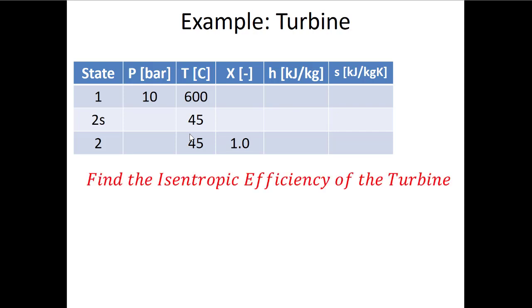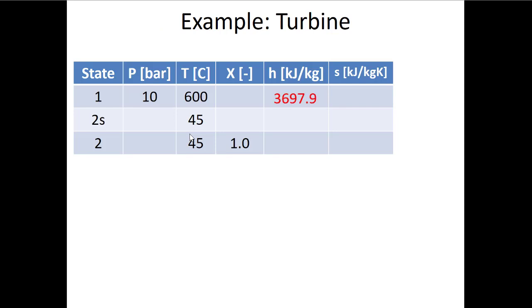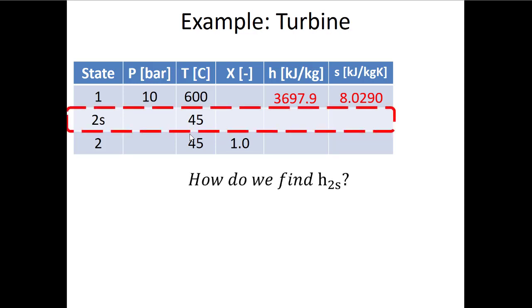So here we want to find the isentropic efficiency of the turbine. How do I fix the non-ideal state? First I want to fix the ideal state. In this case, I'm given enough information to fix state 1, right? That's the inlet to the turbine. I won't go through the interpolation with you, but because I know the pressure is 10 bar and the temperature is 600 degrees, I go to my superheated vapor tables and I can find the specific enthalpy and the specific entropy of that fluid. Now, how do I find the ideal outlet of the turbine?